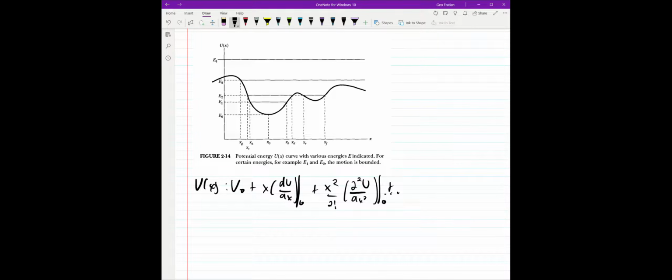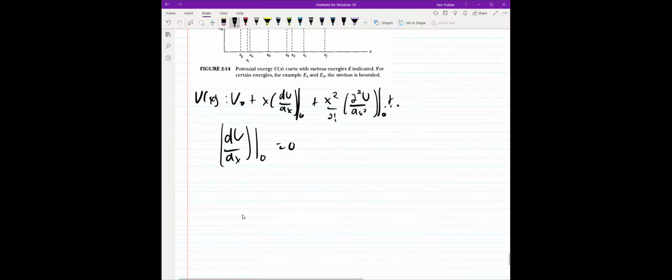And if x equals 0 is an equilibrium point, then we know that dU/dx at 0 is equal to 0. So therefore, U of x is equal to x squared over 2 factorial times d squared U dx squared, because this term goes away, right? And if we assume U naught to be 0 as well, because we can define it to be 0, since the only thing that matters is the difference. If we define this to be 0, this right here gives us the difference immediately, right?